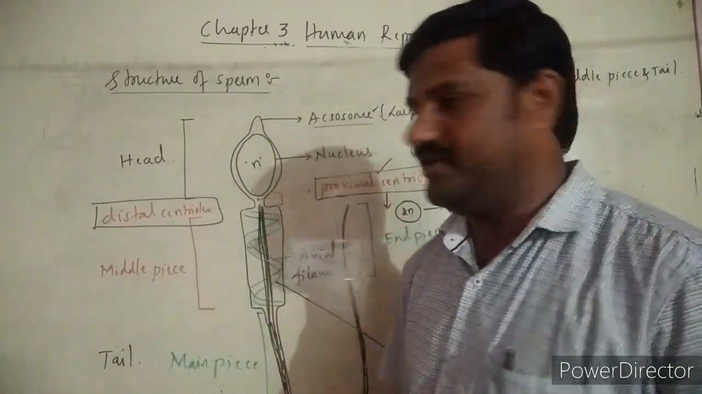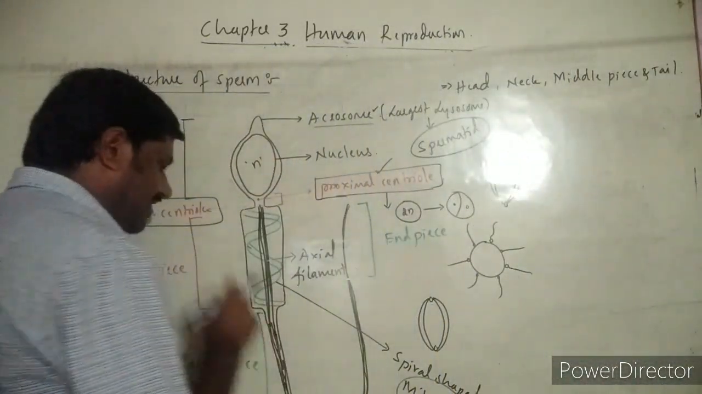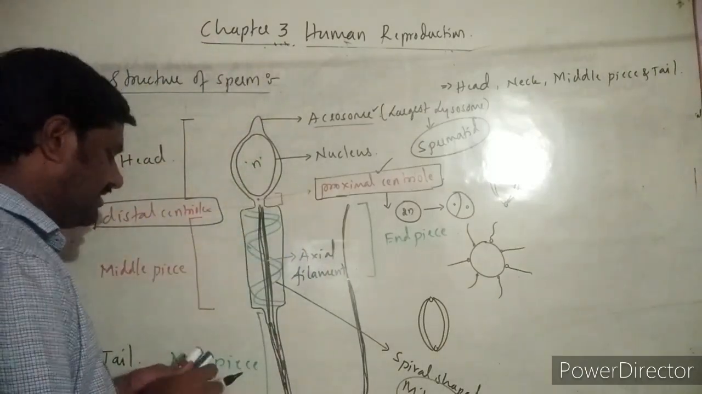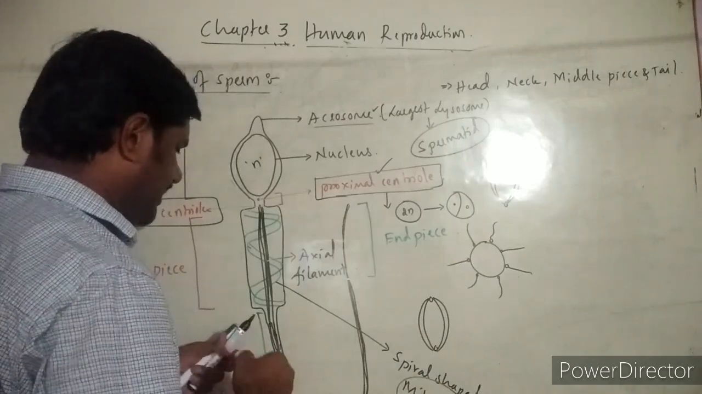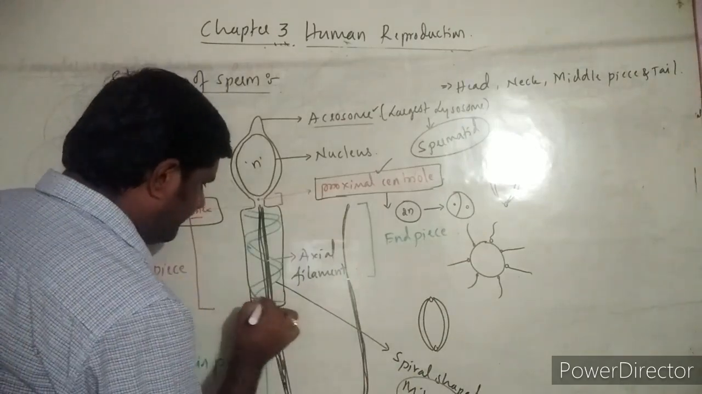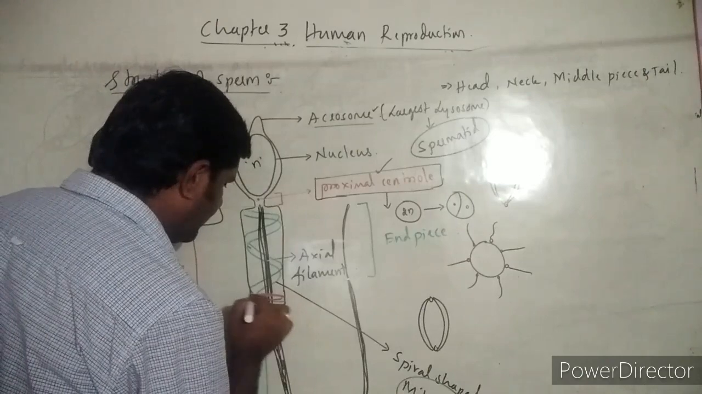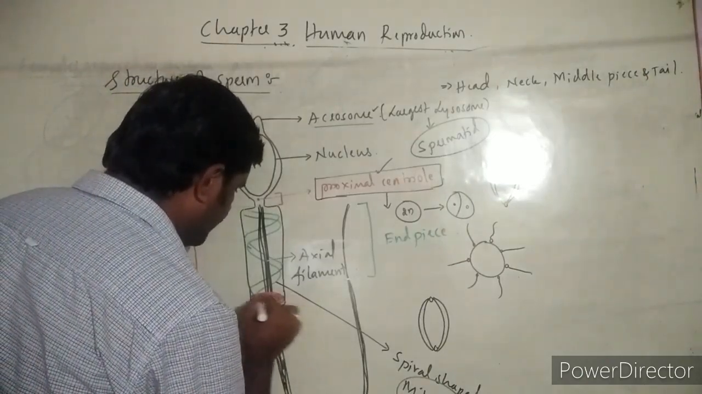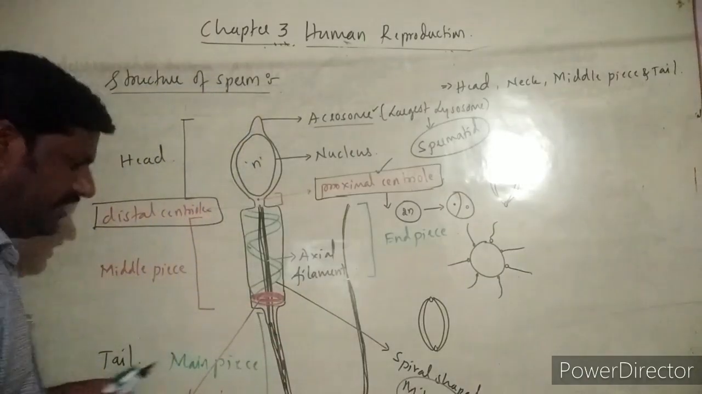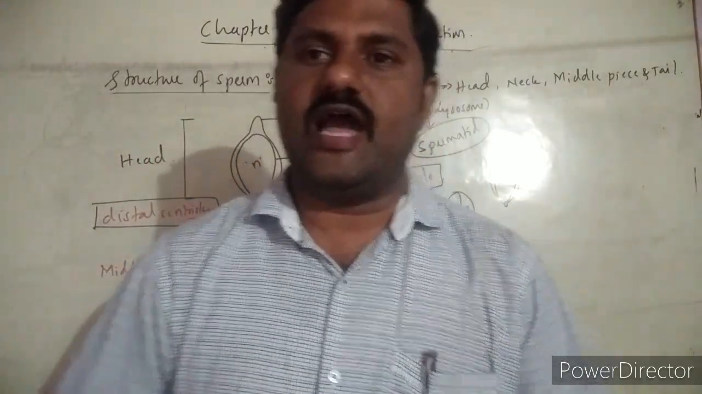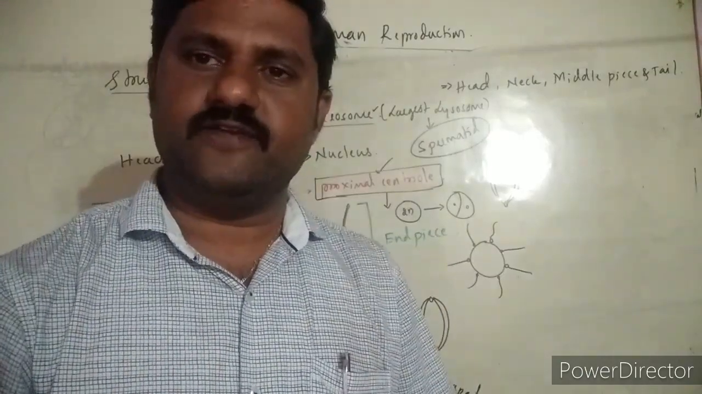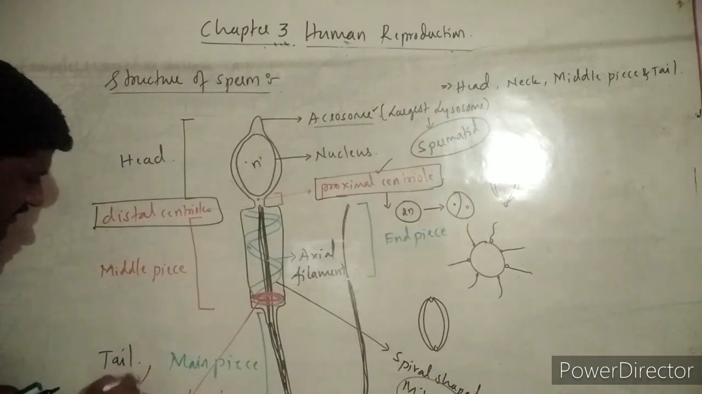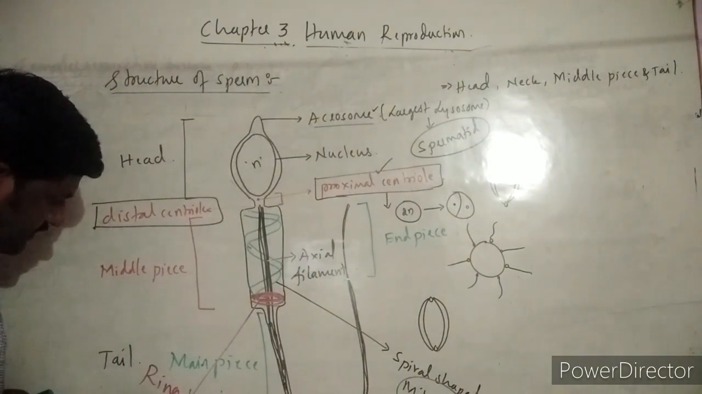Point to be noted, very important one. So that's why spiral shaped mitochondria is present. And at the end of the middle piece, you will find one unique circular region, and that unique region is the ring centriole. What is this called? Ring centriole.